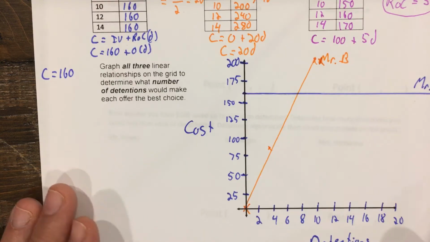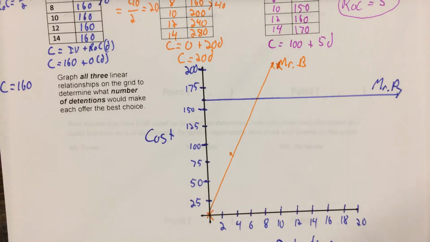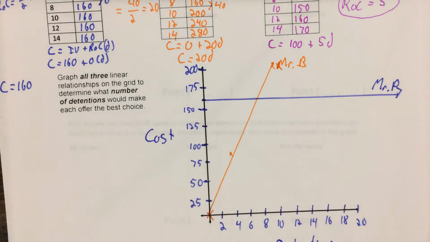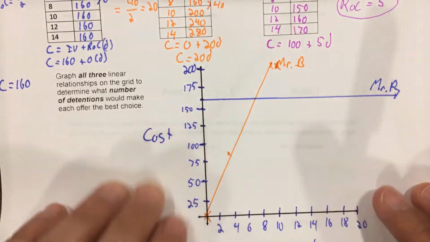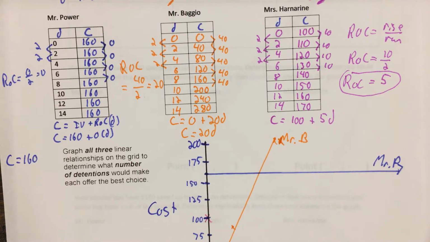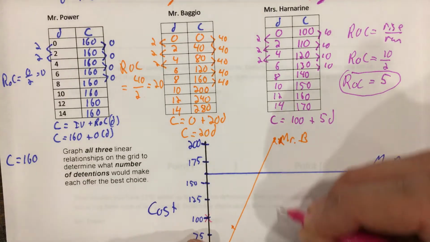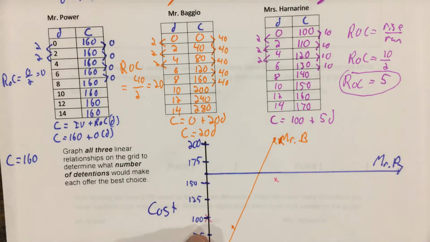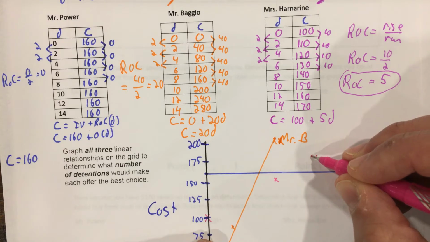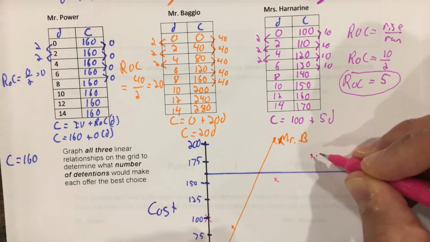Now, whenever you have more than one graph on a piece of paper, always, always, always label the lines. So Mr. Baggio, Mr. Power, now we have Ms. Harnrein. Ms. Harnrein starts a little bit different. She starts at 100. Let's go to 10 detentions. At 10 detentions, she's only at 150. And at 14 detentions, she's at 170. Right about there, I think.